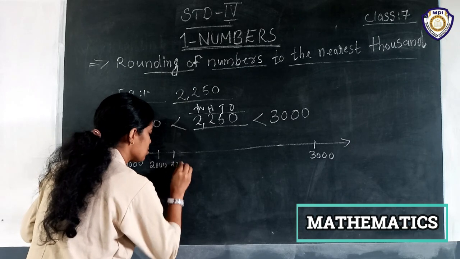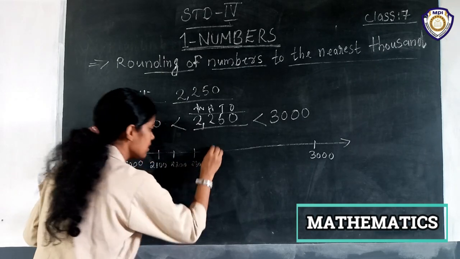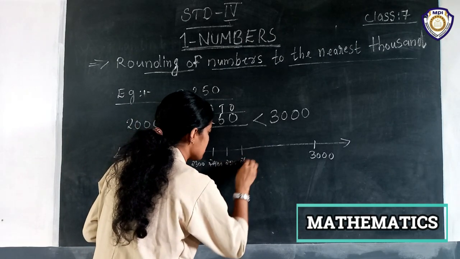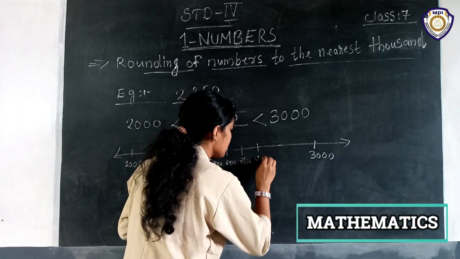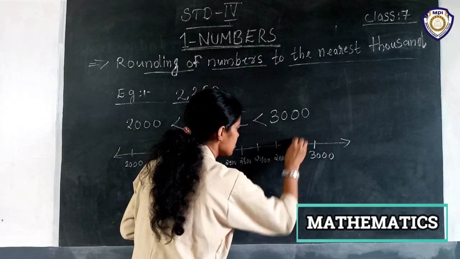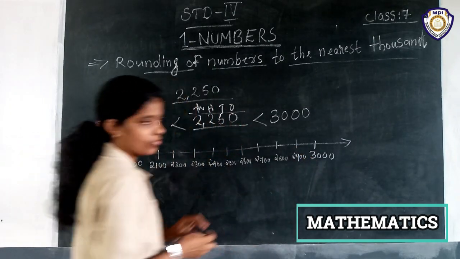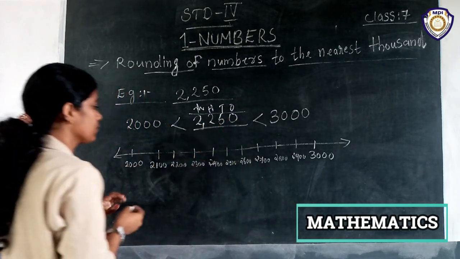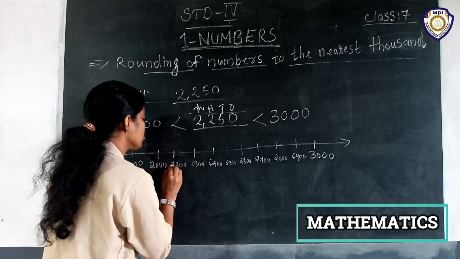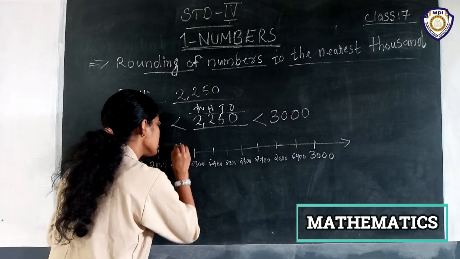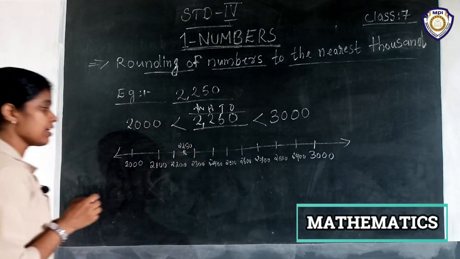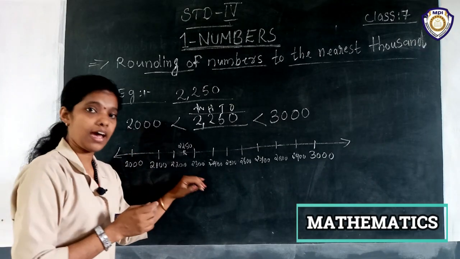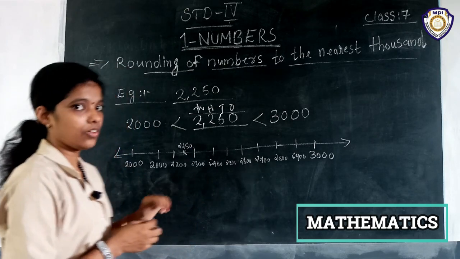2100, 2200, 2300, 2400, 2500, 2600, 2700, 2800, 2900. Our number is 2250. 2250 is here. 2250 lies between 2200 and 2300.